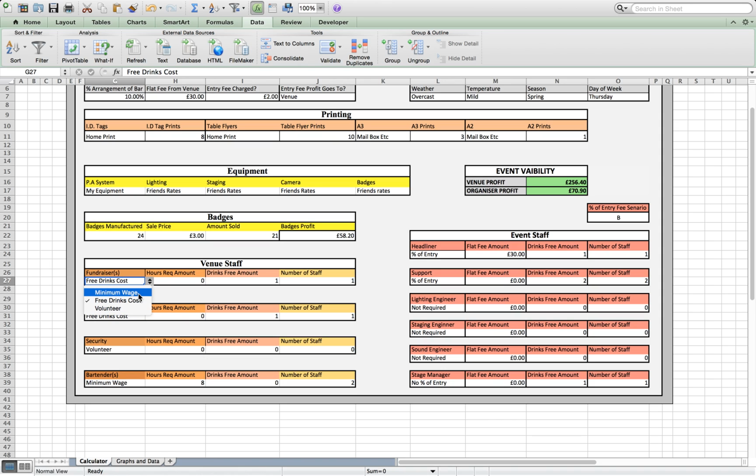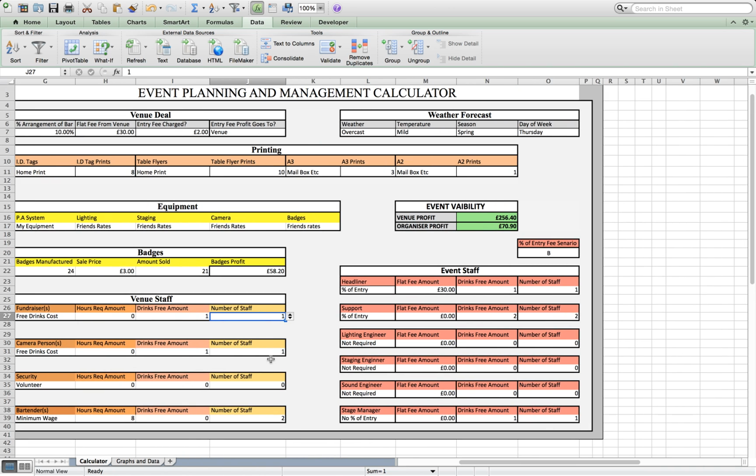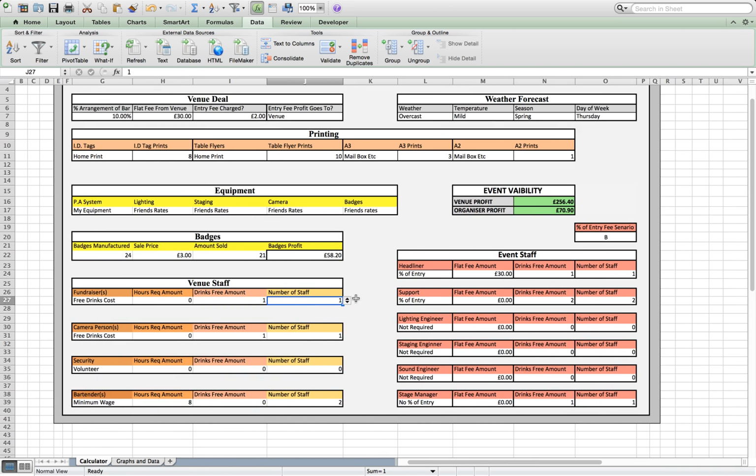So you can change whether they're getting paid minimum wage, free drinks, or volunteer. The amount of hours required, that only really works for minimum wage. Drinks free amount and the number of staff. And the same sort of thing can happen over here as well in event staff. But just to give you an idea of venue staff, let's work on that a minute.